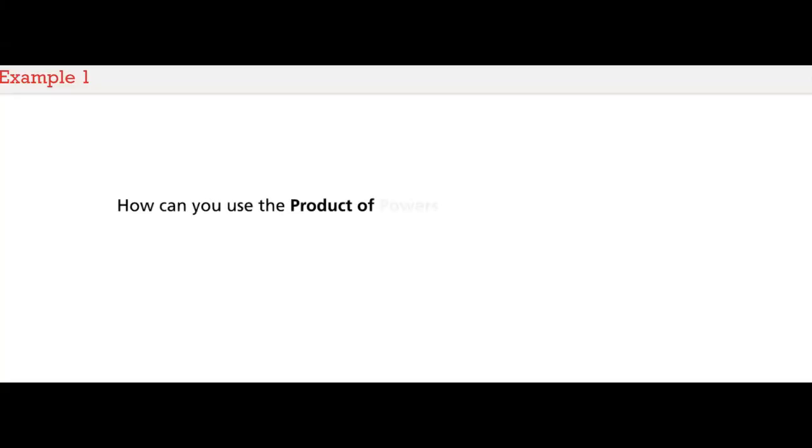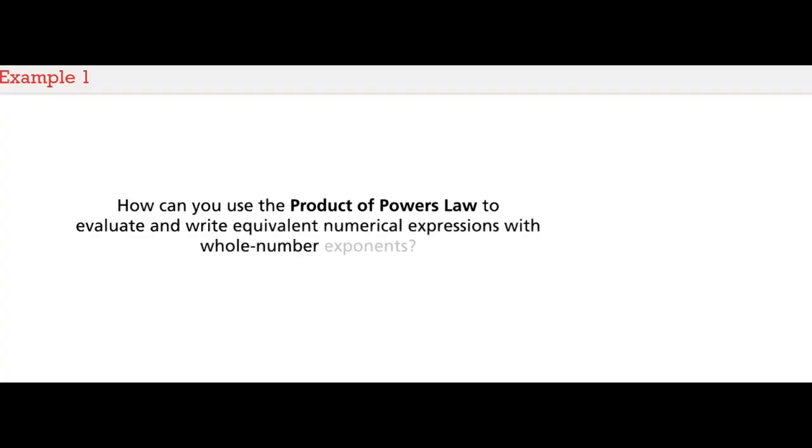Can you use the product of powers law to evaluate and write equivalent numerical expressions with whole number exponents?